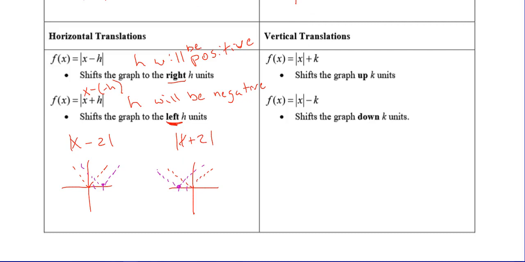And our last one here is the vertical translations, shifting up and shifting down. And this is pretty straightforward, right? If it's positive k, it's going up. If it's minus k, it's going down. So that's pretty straightforward. It's really just the horizontals that you got to be really careful with. So this would be like the absolute value of x, plus 2. See how the plus 2 is on the outside? So that would shift it up 2, there's my vertex, and we'll go from there.